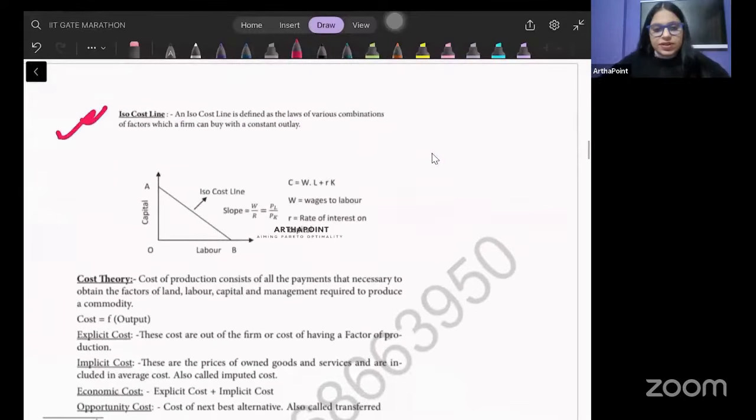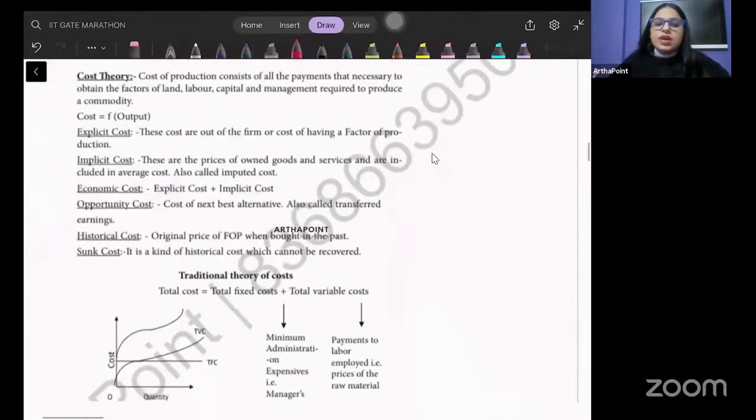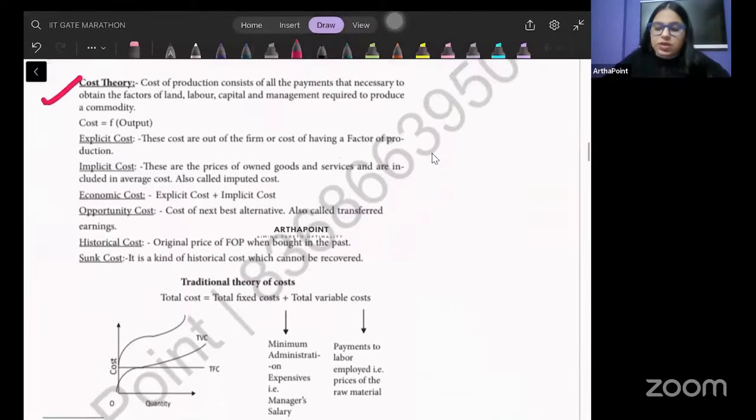ISO cost line we have done. Okay. Now just come to cost theory. So in cost theory, beta, explicit cost matlab ki bahar wala cost you are incurring on your labor, on your capital, the rent you are paying.